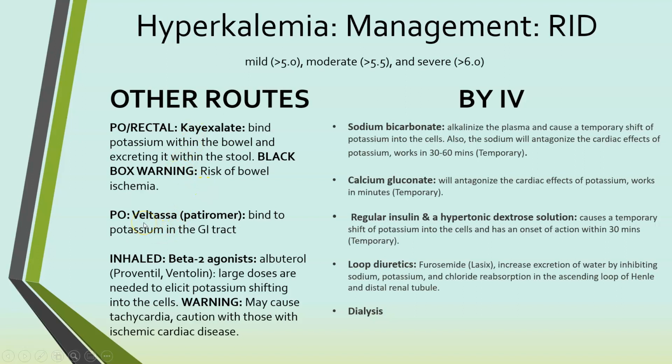Another is Veltassa, which actually binds to the potassium in the GI tract. But remember, when we're thinking about hyperkalemia and wanting to reduce it, a lot of it has to do with speed. So if somebody's going to take something by mouth, it's not going to happen very quickly. Inhaled, sometimes they may use a beta-2 agonist like albuterol. Large doses are needed to actually elicit any potassium shifting into the cells. Big warning with this that it can cause tachycardia, so use caution with those with ischemic cardiac disease.